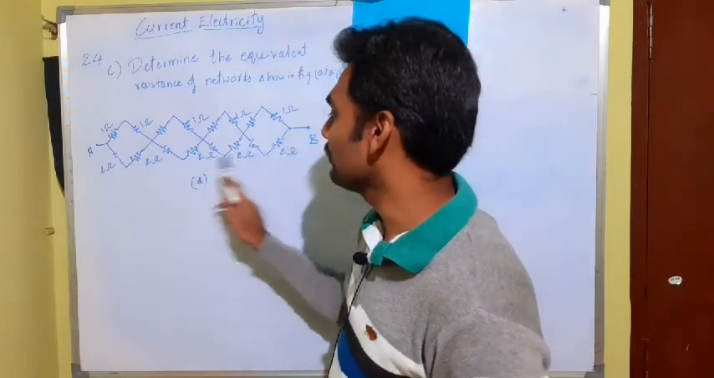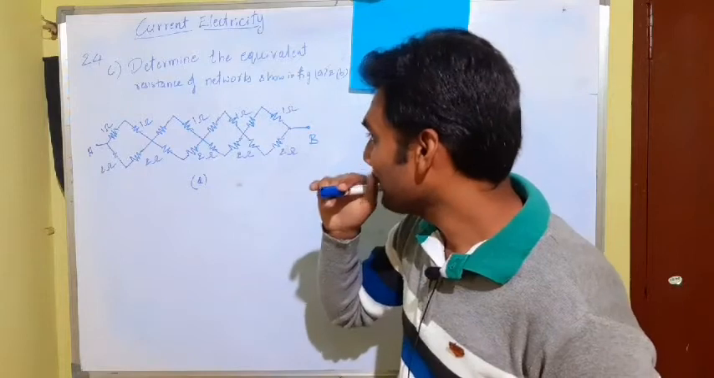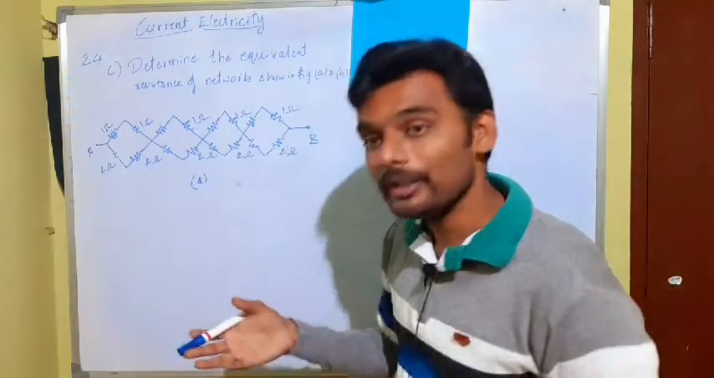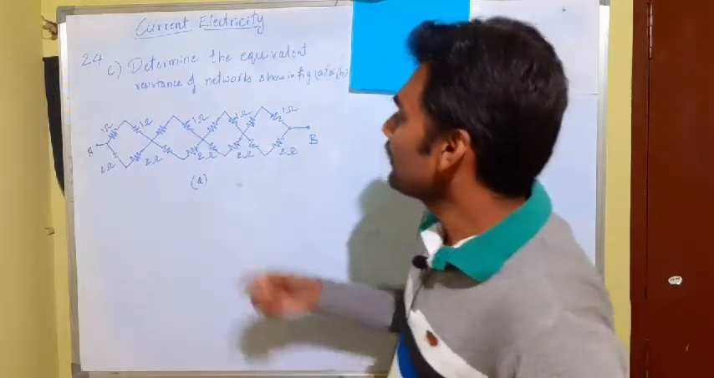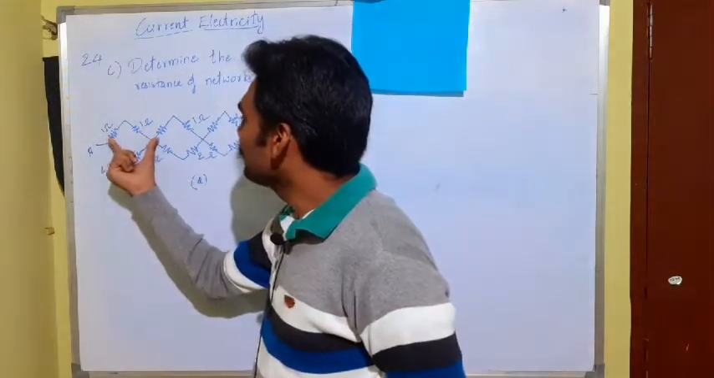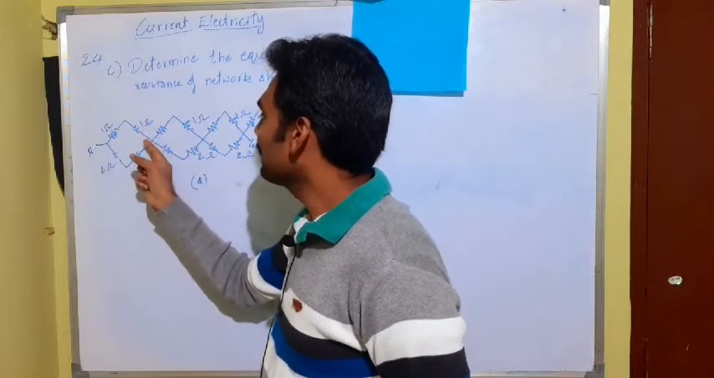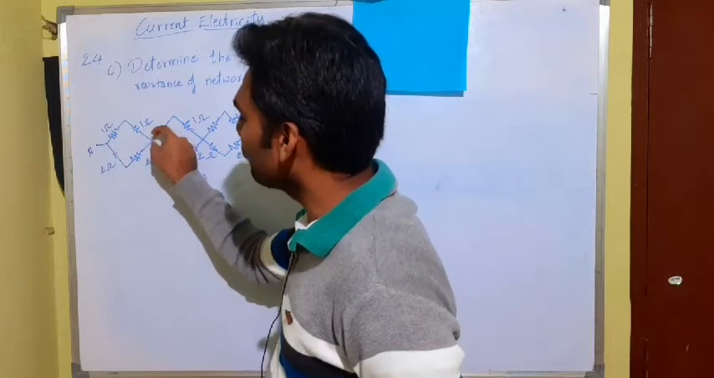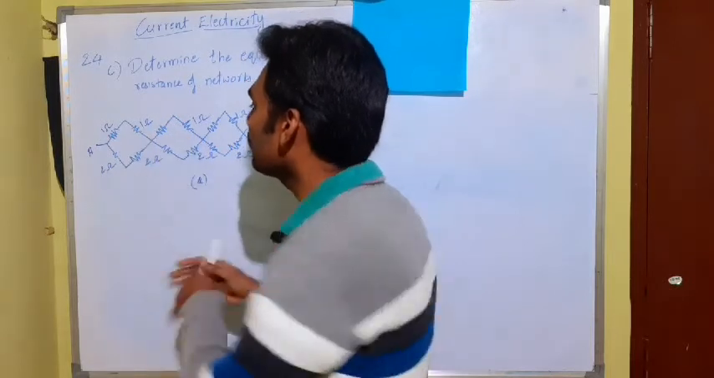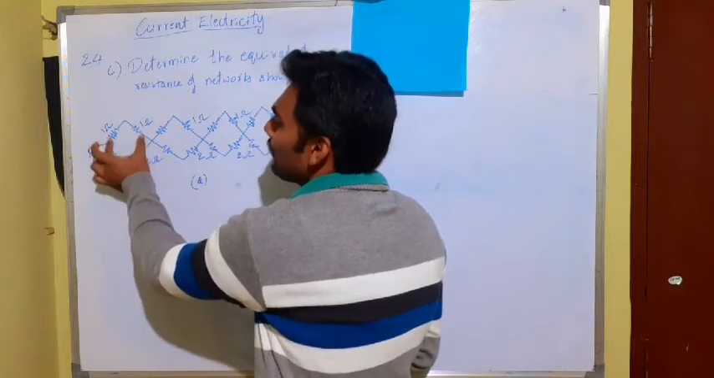Here you have 2 ohm, all of them 2 ohm resistors. Now again the approach would be to look for the simplest combination in the network. You can observe between these two you have 1 ohm and 1 ohm in series, right? And from this point it splits. It has become a bit complicated, so we are not going to bother about what is happening after this point. Instead, we'll look at what is happening between these two.